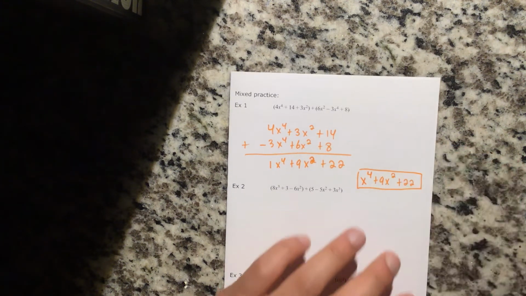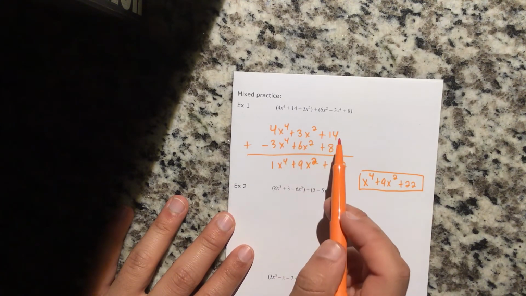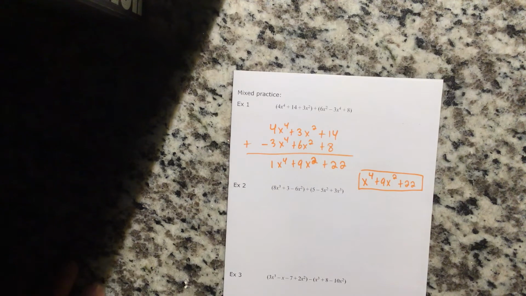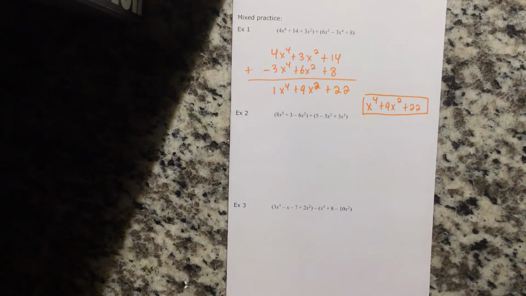Okay, easy. You line up in standard form, vertically align the like terms, and just add down. That's it. Okay. Number 2, example 2. Okay, so here I'm adding 8x to the 3rd plus 3 minus 6x squared plus 5 minus 5x squared plus 3x cubed. Okay, again, same steps.